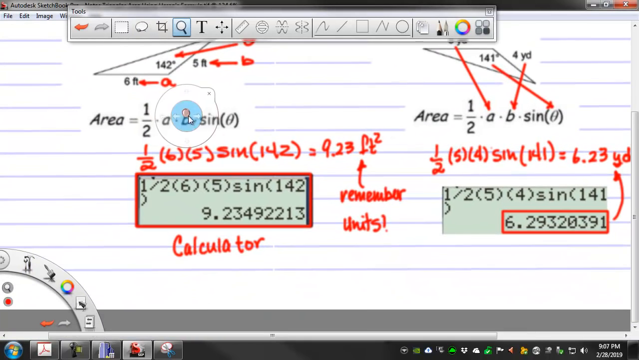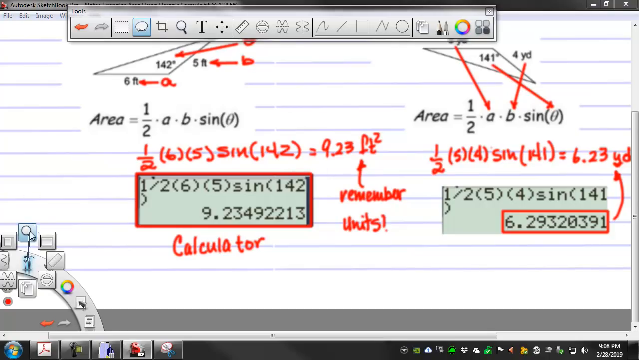You simply take 1/2 times, on this angle I took, or this side I took 6, times 5 times the sine of 142. You can see right here where I type it into my calculator, and I get 9.2349221. I would round it off either to 2 decimal places and just leave it at 9.23, or you can leave it at 9.2, and make sure that you show me your work.